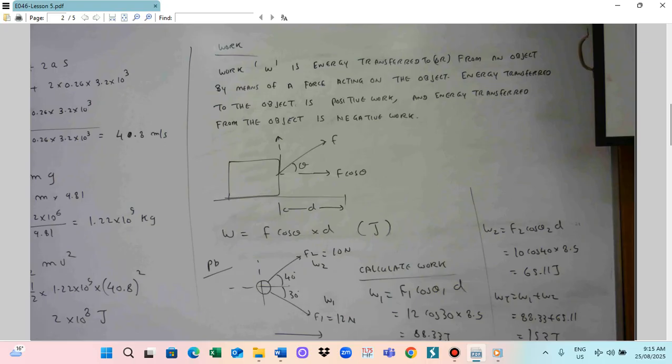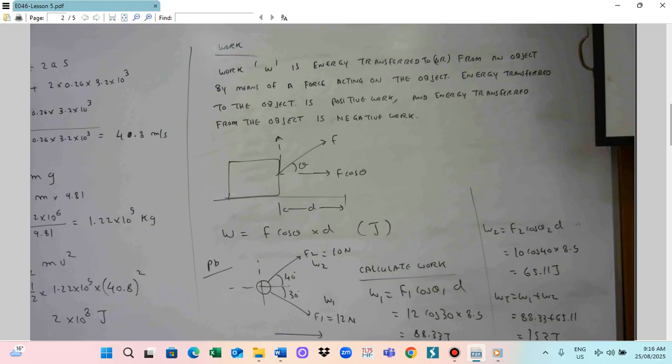For two forces, the first one is at 30 degrees and the second force is at 40 degrees. So force one is 12 Newton at 30 degrees, force two is 10 Newton at 40 degrees. The object is moved 8.5 meter. We have to calculate the total work. W1 is the work by force 1, and W2 is the work by force 2. W1 is F1 cos theta 1 into d. So force one is 12 Newton, cos 30 into 8.5. By this way you can calculate W1.